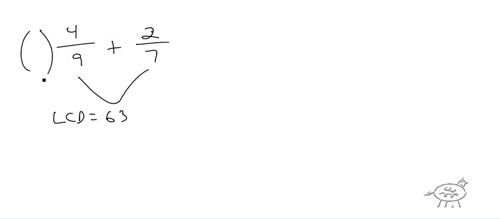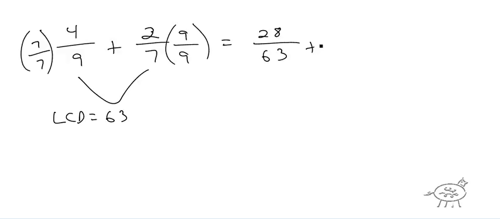Well, how do we get that to be 63? You just told me it was 7, so I multiply it by 7 over 7. And how do I get that one to be 63? Well, 9 over 9. So you get 28 over 63 plus 18 over 63. And 28 and 18 is 46 over 63. They're both not even numbers, and 46 over 63 cannot be reduced. So that's your final answer.